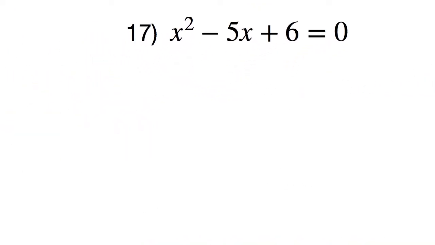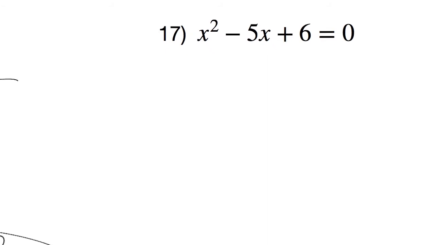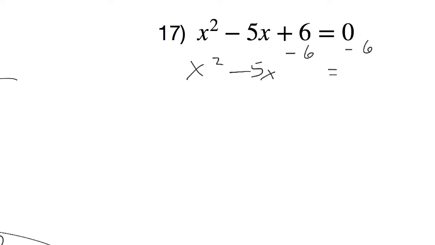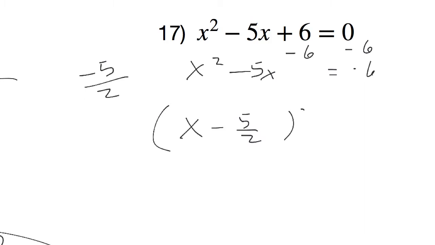Number 17. The steps are going to be the same. And don't fear the fraction. We got minus 6, x squared minus 5x, leave a little space, is equal to negative 6. Doing the side work, the b value is negative 5. Negative 5 divided by 2 is going to be negative 5 over 2. And so I'm going to even write it down here, x minus 5 over 2 squared.